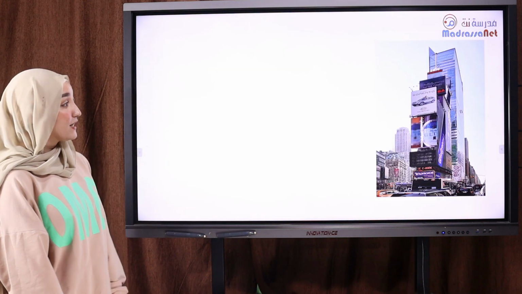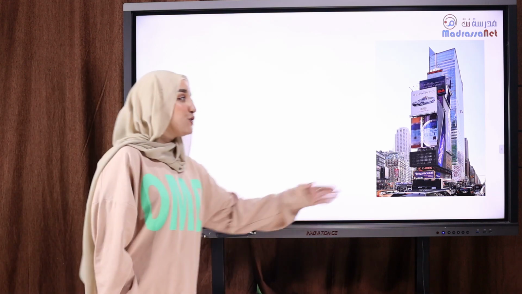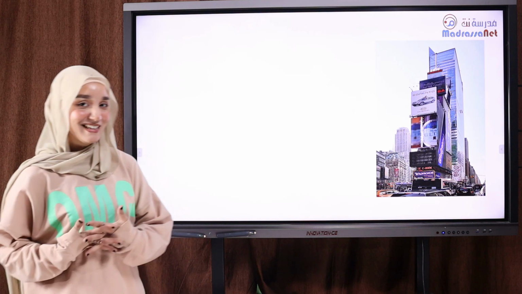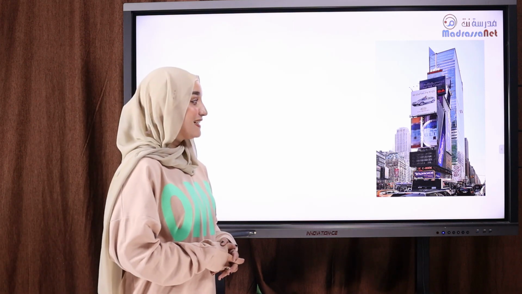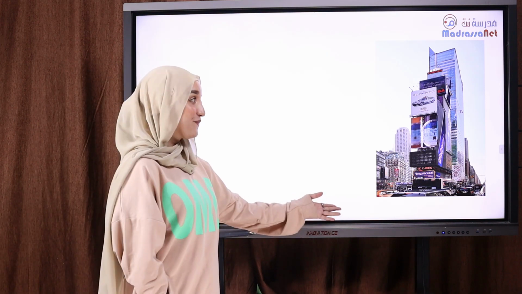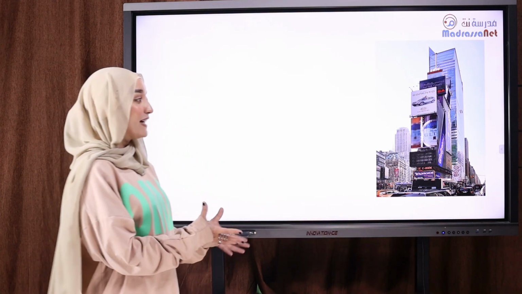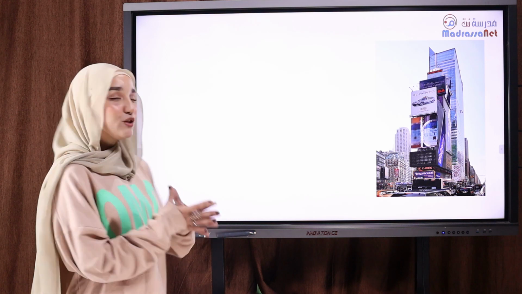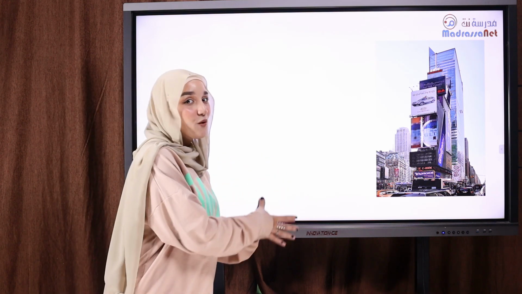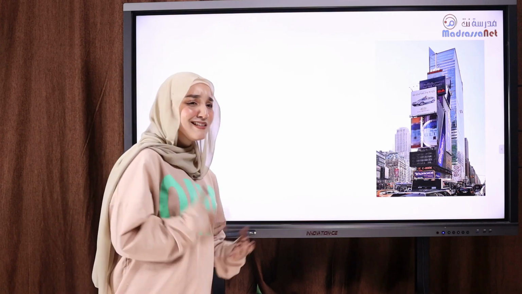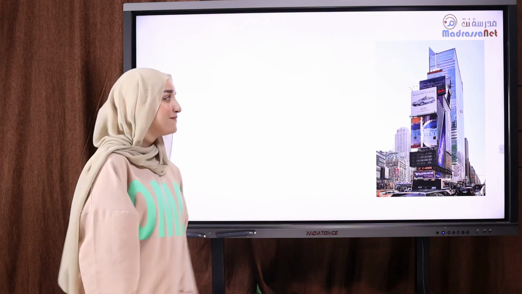Let's take a look at another example. Do you know this place? What can you tell me about this place? This is actually in New York City, and it's the One Times Square building. Take a look at it. How would you describe the One Times Square building? Is it tall? Is it huge? Is it big? Is it small?